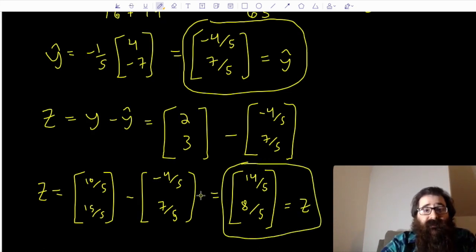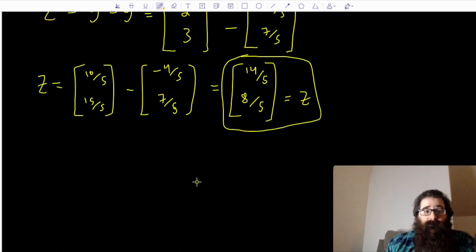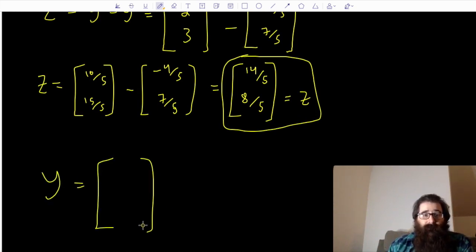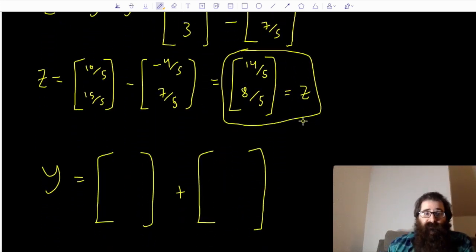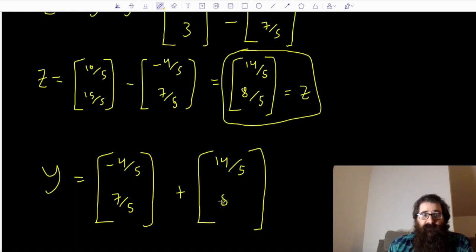Now what I can say is that vector y is equal to y hat plus z. And remember, y hat was this vector, negative 4/5, 7/5 were the entries. And z, I just found fresh, 14/5, 8/5. And these two vectors, if I find their dot product, it's going to give me 0.